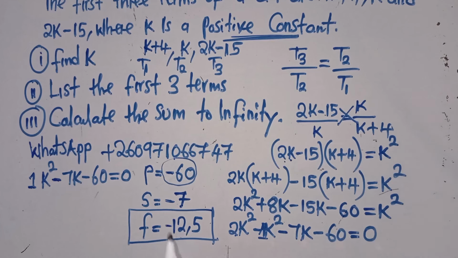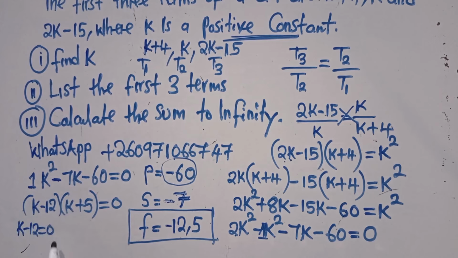So you know that if you add negative 12 plus 5, you get negative 7. If you multiply them, you are going to get negative 60. Since the coefficient is 1, it's just the same as k minus 12, then k plus 5, which is equal to 0. This is what we do if the coefficient is 1. Meaning the k minus 12, you equate to 0. Or this one, k plus 5, you also equate to 0.